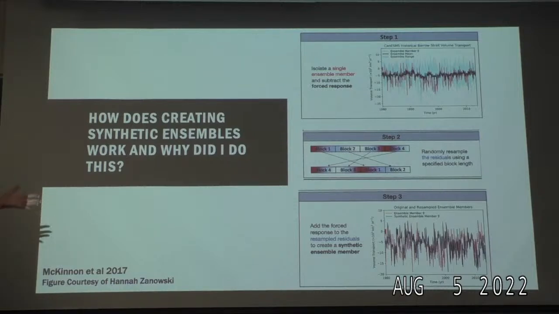So these figures are just showing what creating synthetic ensembles is. You take a single ensemble member, which is shown in the red there, and you subtract the forced response. You resample the data, and then you plug that resampling into the forced response to create the synthetic ensemble member.